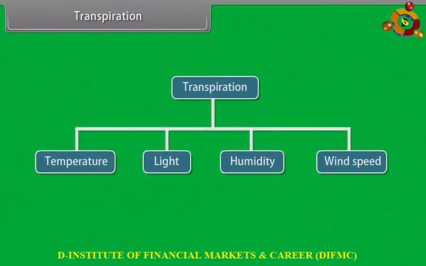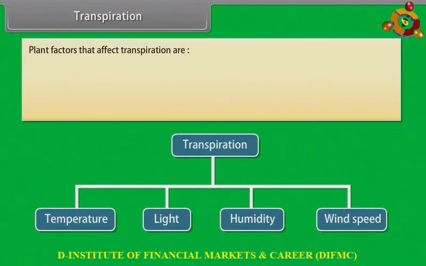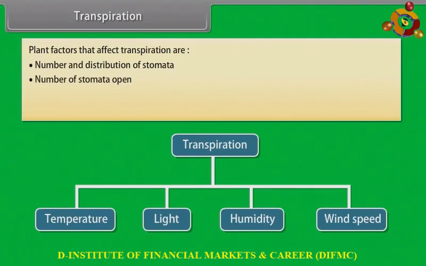Transpiration is affected by several external factors like temperature, light, humidity, wind speed. Plant factors that affect transpiration include number and distribution of stomata, number of stomata open, water status of the plant, canopy structure, etc.